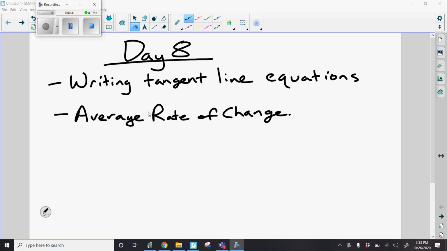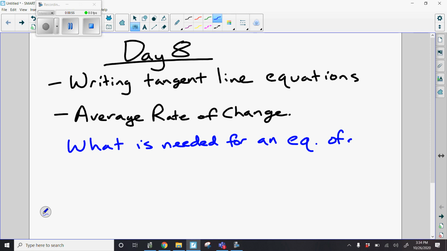Okay, so let's talk about writing tangent line equations. First off, we're talking about a tangent line. Okay, so we're drawing a line here. Things to remember. I want you to think about this. What is needed for an equation of a line? Well, there are really only two things that we need. We need to find a point, and we need to know a slope.